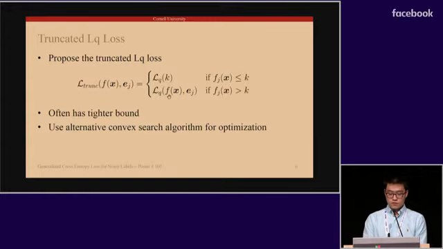Recall that loss functions with a more tightly bounded sum of losses are more noise robust. Based on this observation, we also proposed the truncated Lq loss function, which leads to a tighter bound and hence more noise robustness. The truncated Lq loss is essentially the normal Lq loss if the probability output is above a certain threshold k and a constant otherwise. In practice, we used an alternative convex search algorithm for optimization with the loss function.